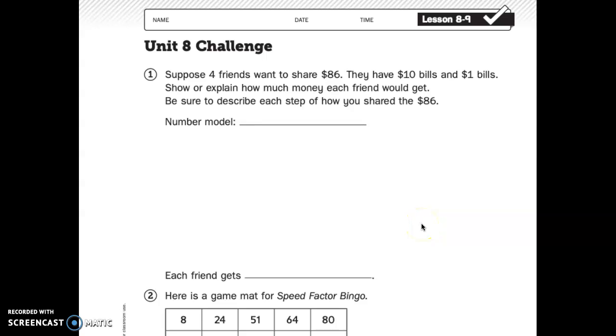All right, Unit 8 challenge. Suppose 4 friends want to share $86. They have $10 bills and $1 bills. Show or explain how much money each friend would get. Be sure to describe each step how you shared the $86.